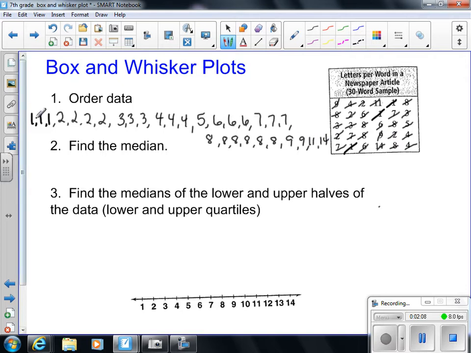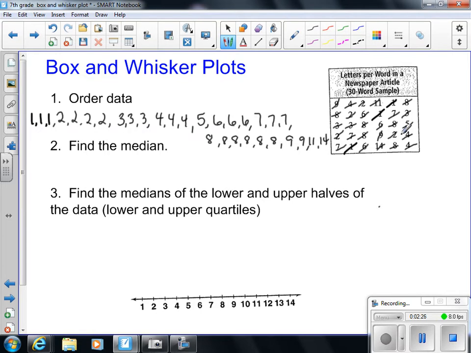Okay, so how many pieces of data do we have? 1, 2, 3, 4, 5, 6, 7, 8, 9, 10, 11, 12, 13, 14, 15, 16, 17, 18, 19, 20, 21, 22, 23, 24, 25, 26, 27, 28, 29, 30. So if I had 6 rows of 5, that makes it 30. Did I get them all?